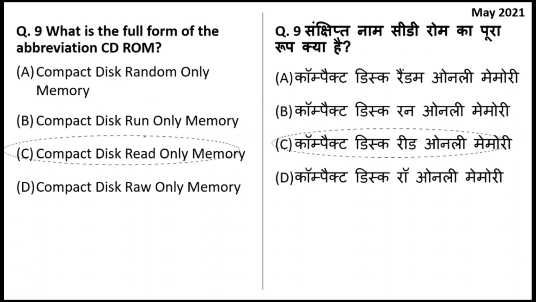Why is it read-only memory? Because we cannot change it. The manufacturer writes it once and we cannot make any changes to read-only memory because it says read-only. That is why it can be only read and not written. Right answer is C.